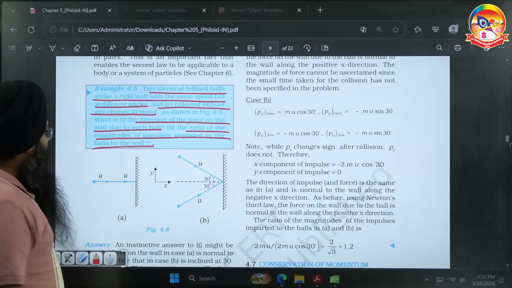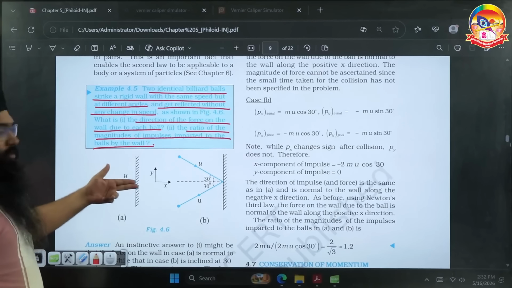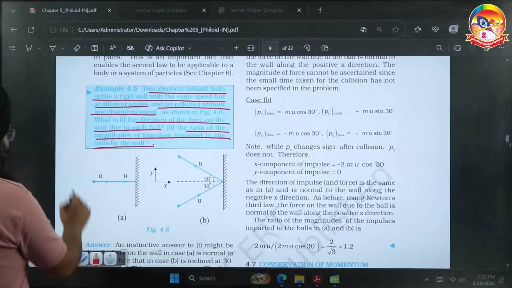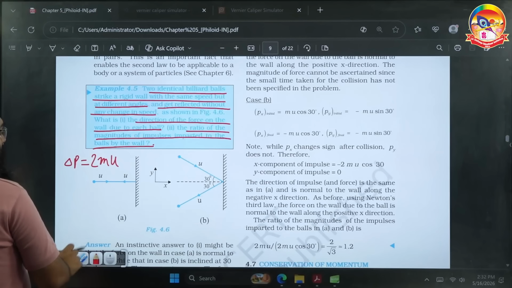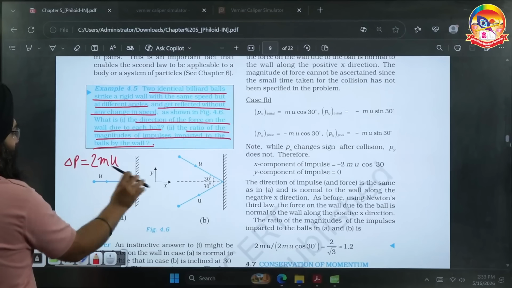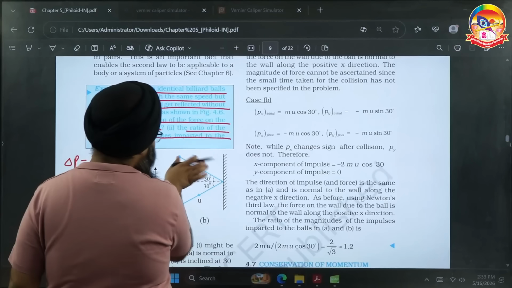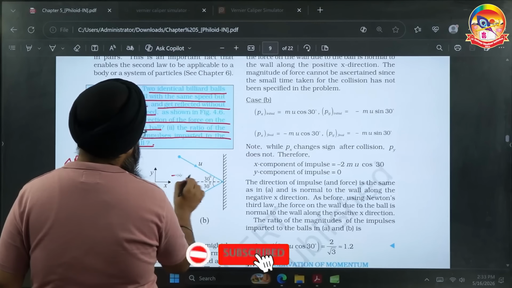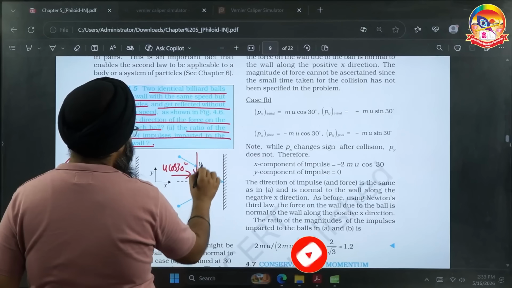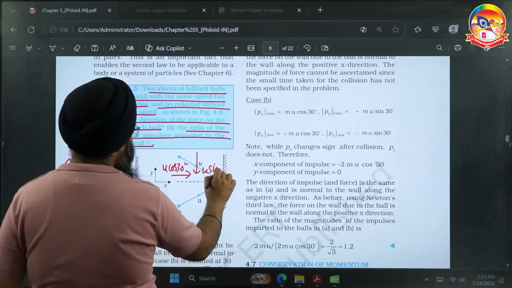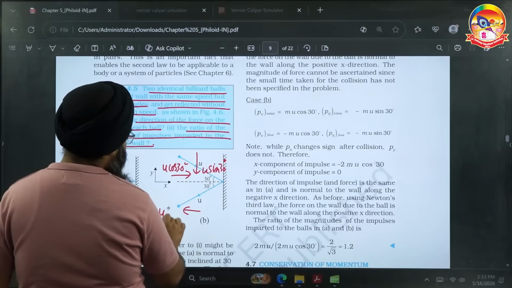So what will happen actually? In the first case, what they are saying is that the ball is coming like this and it is going like this. So here what will be the change in momentum? In this case, the change in momentum will be 2mu. The final momentum will be mu, the initial momentum is minus mu, change will be 2mu. In this case, you have to resolve the forces. So if you resolve it, here what you will get? u cos 30. Here what you will get? u sin 30. Here what you will get? u cos 30.